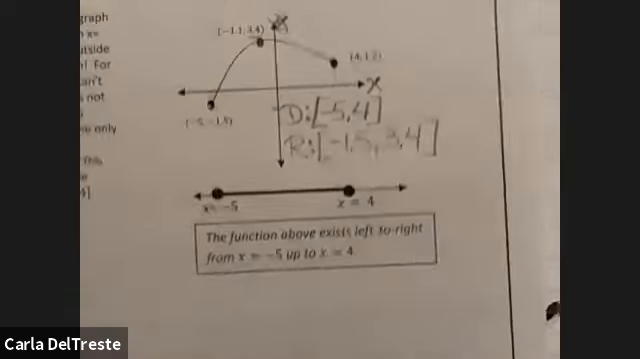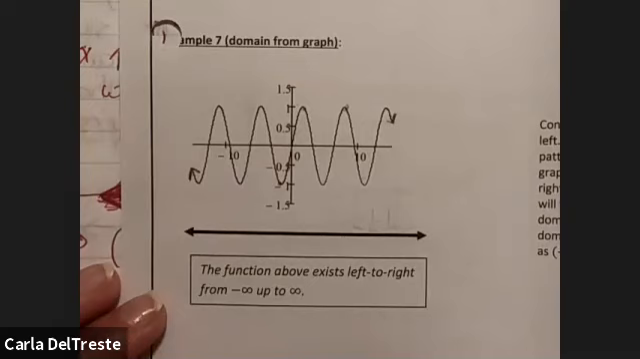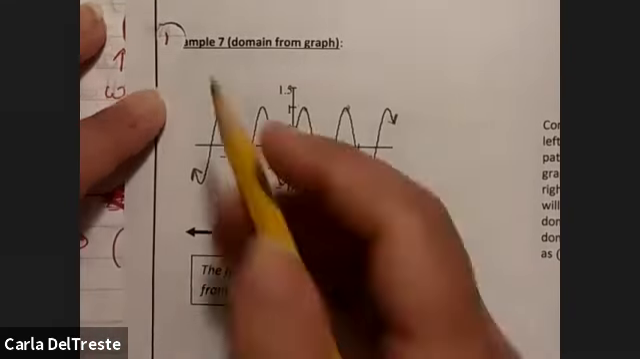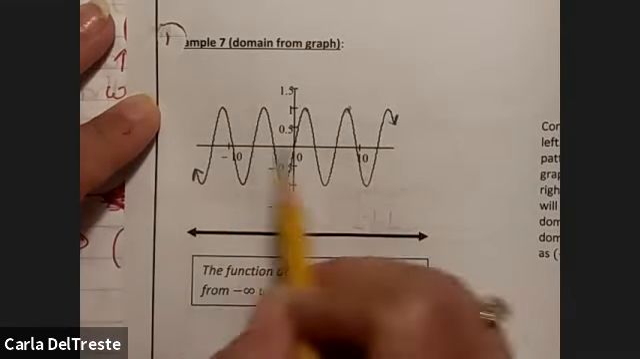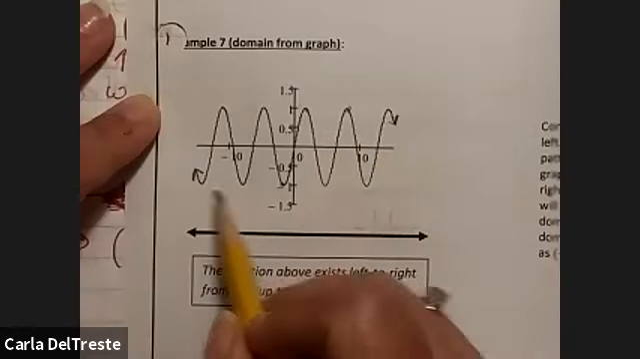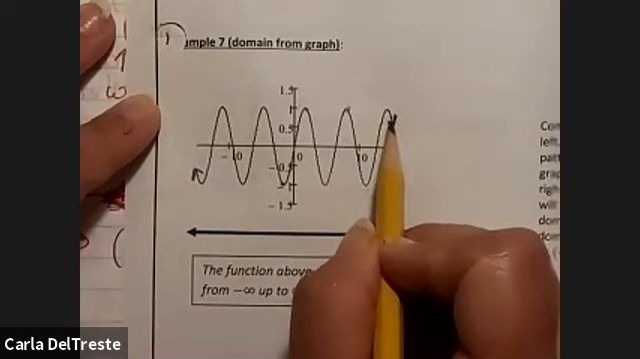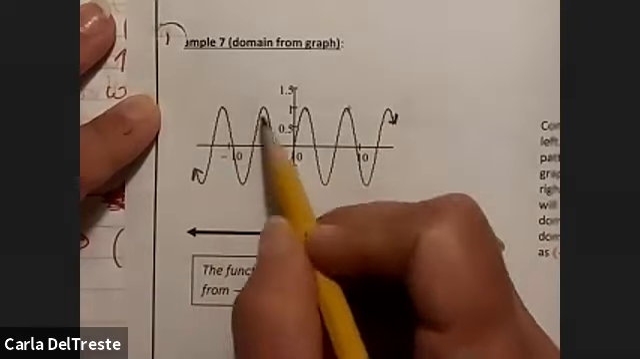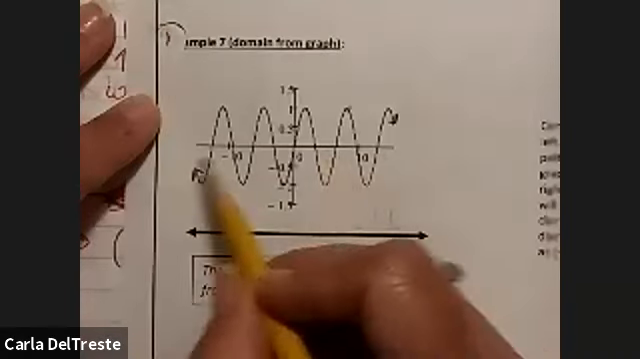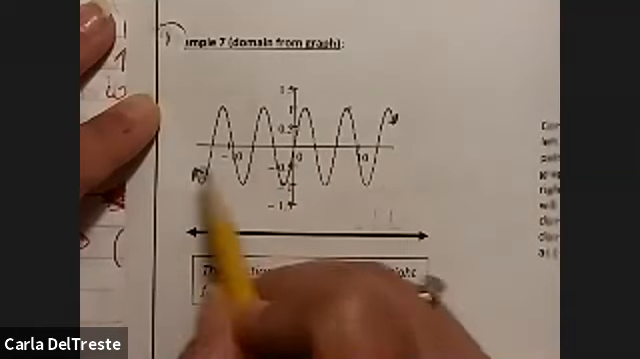Let's look at another example. Okay, now this graph has arrows on either end, and if it doesn't in your picture, make sure you put them in because they're meant to be there. Okay, this pattern continues in this direction and that direction.